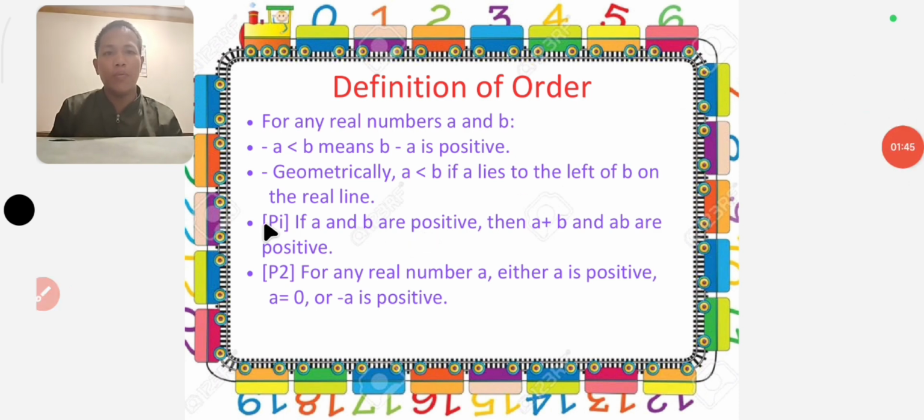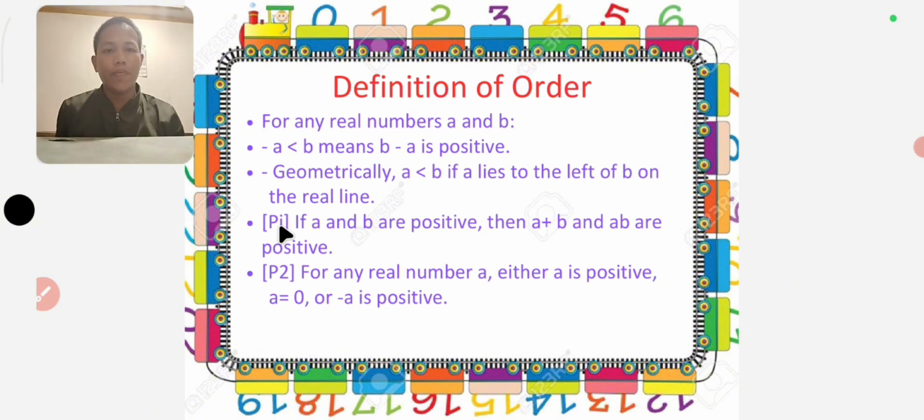In proposition 1, if A and B are both positive, then A plus B and A times B are positive. So if you have numbers A and B which are both positive and you add them, the answer will always be a positive number. The same is true when multiplying the two numbers. If you multiply A and B, which are both positive numbers, the answer will always be a positive number. And that is our proposition number 1.